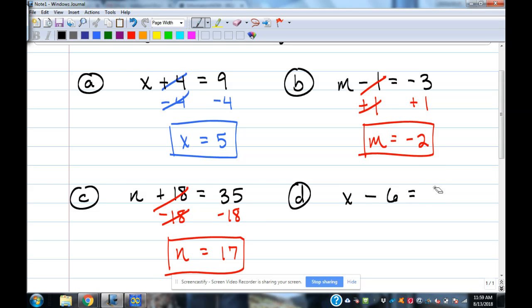Let's make that a -2. X minus 6 equals -2. All right, what operation are they using? Subtraction. What's the opposite of that? Addition. So what are we going to add? 6 to both sides. So whatever they're doing, we're doing the inverse of that. So +6.